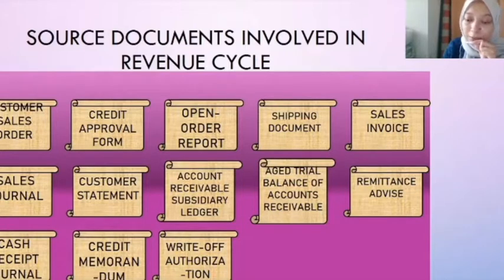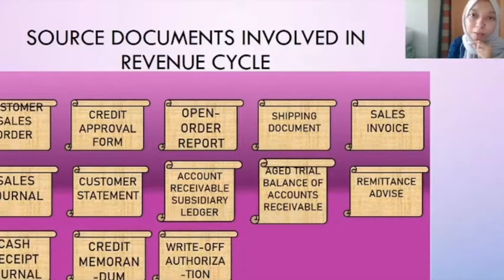And then the sales invoice. Sales invoice contains information on the type of product or service, the quantity, the price, and the term of trade. The original sales invoice is usually forwarded to the customer. Copies are distributed to other departments within the organization. And the sales invoice is a source document that signals the recognition of revenue.